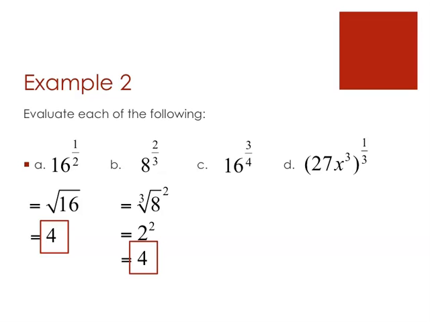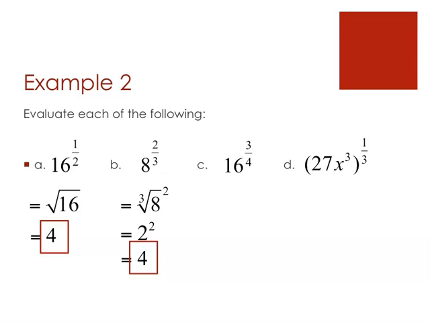Now, does it matter whether you square it first and then take the cube root, or if you take the cube root first and then square it? No, it doesn't. It actually doesn't matter. So if you actually squared the 8 first, then you'd have the cube root of 64, and the cube root of 64 is in fact 4.